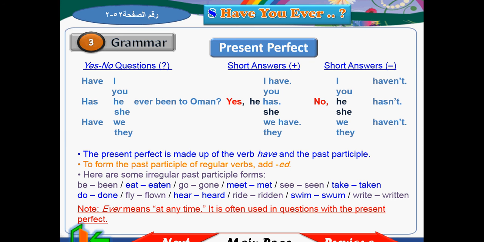You have a note here. Ever means at any time. It is often used in questions with the present perfect. Have you ever, like the questions mentioned above. Have you ever been to Oman? So we used ever here in the question.